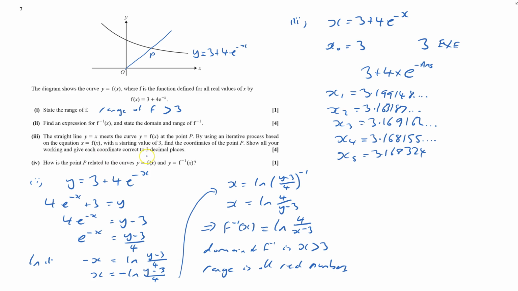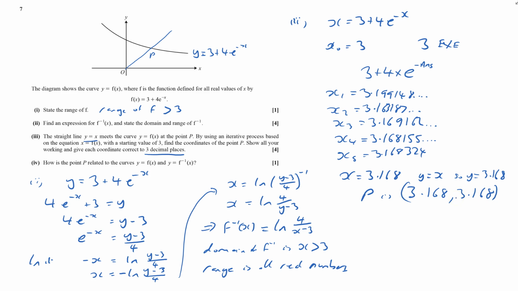And show all the steps and give it correct to 3 decimal places. Well, now it's 168, 168. It's not changing, so I can stop. So x equals 3.168, and we know that y equals x because it said that's what I have to do. So y equals 3.168, and so the point P is (3.168, 3.168).